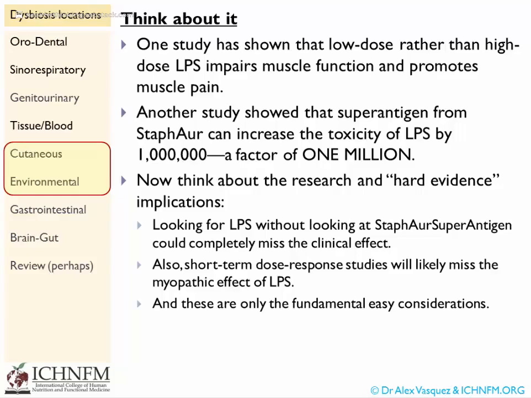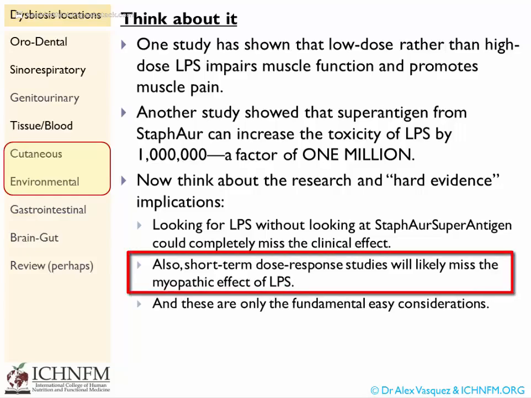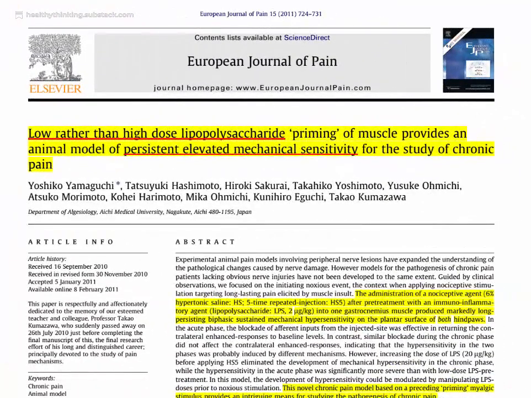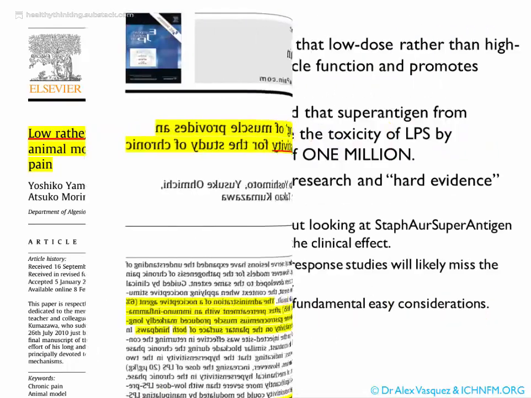Now, think about this from a research and hard evidence perspective. Looking for endotoxin or LPS without looking for Staphylococcus aureus superantigen could completely miss this combined clinical effect. Also, short-term dose response studies will likely miss the myopathic effect of lipopolysaccharide bacterial endotoxin because the effects are actually greater with long-term low-dose chronic exposure. These, of course, are only some very fundamental and easy considerations, but just consider these.